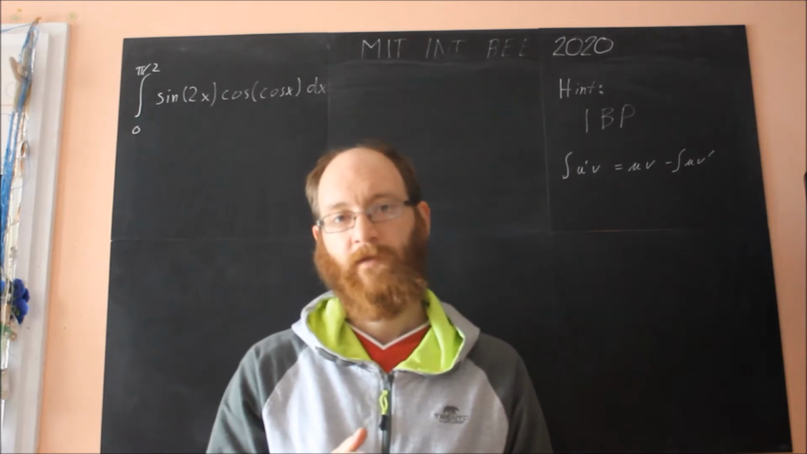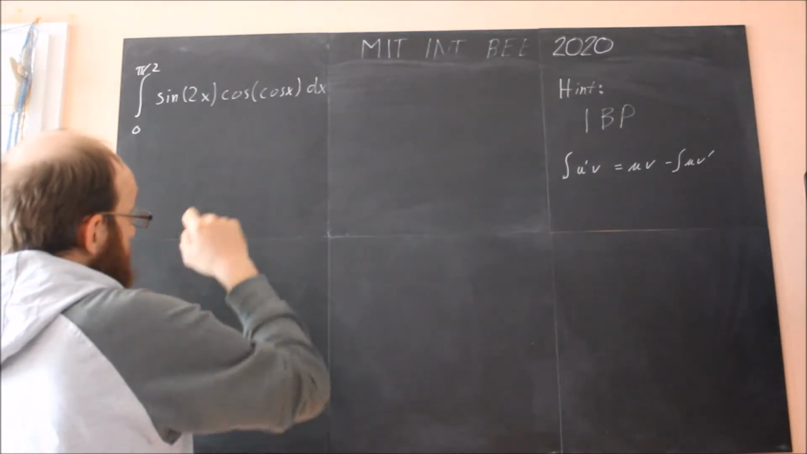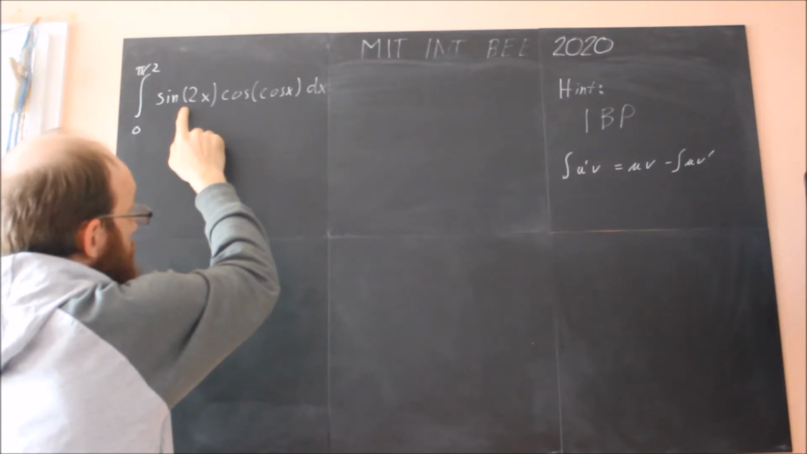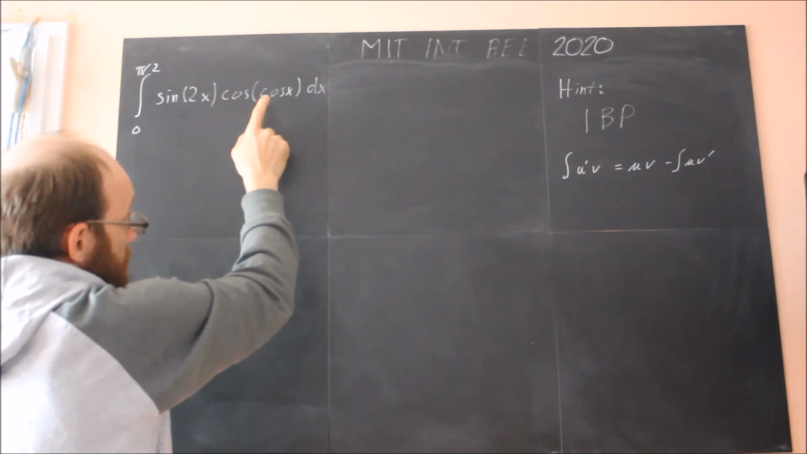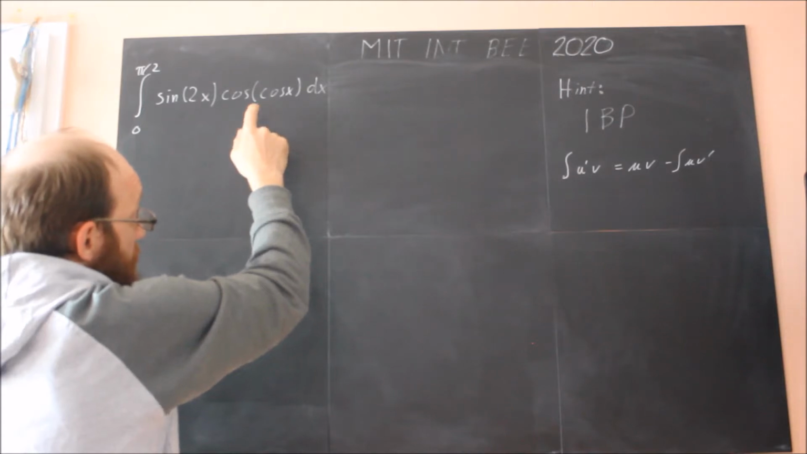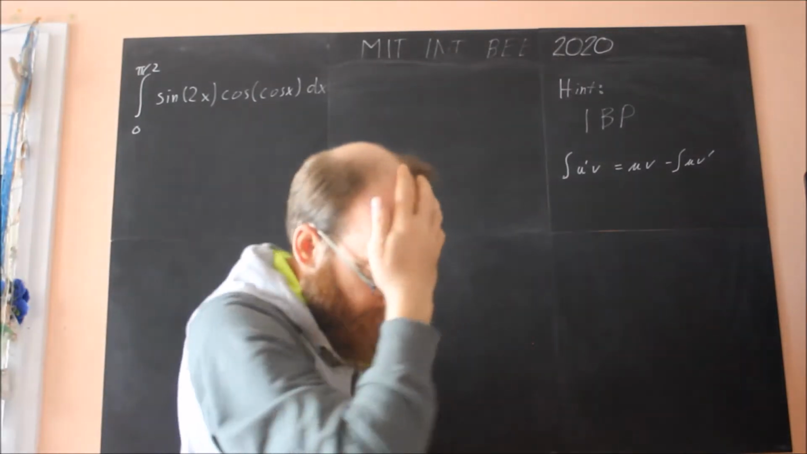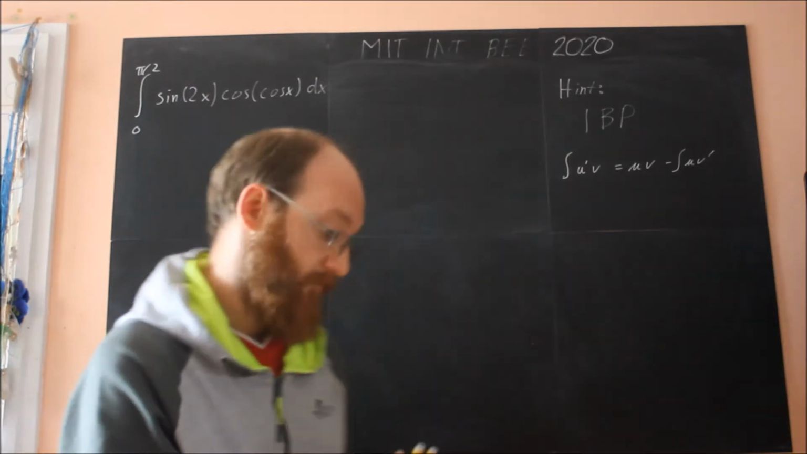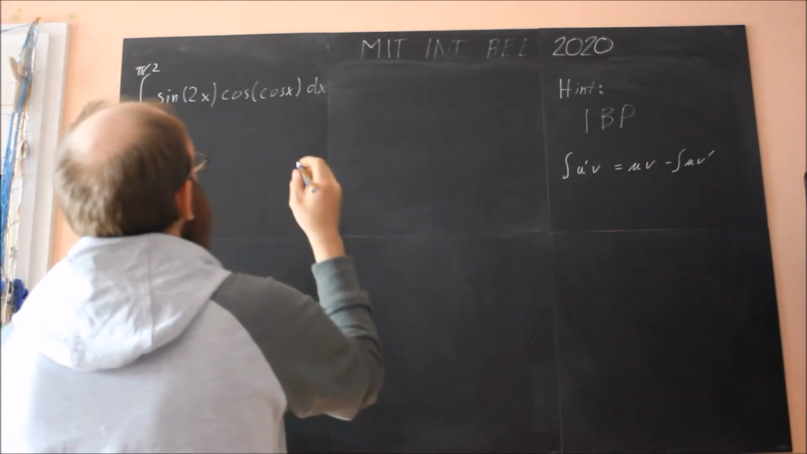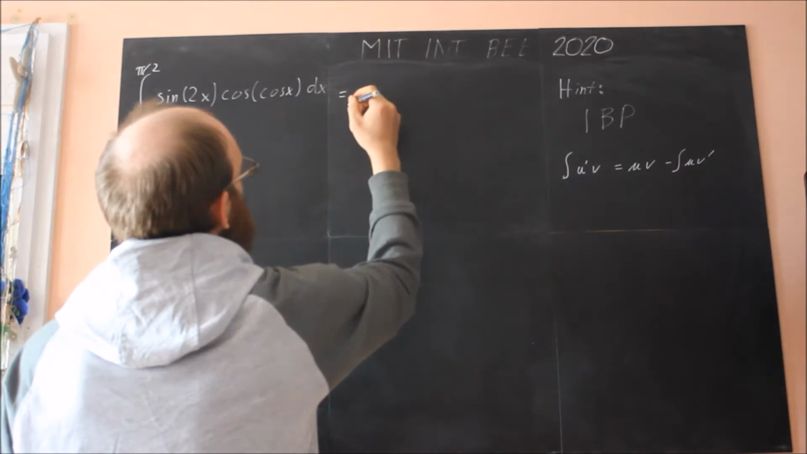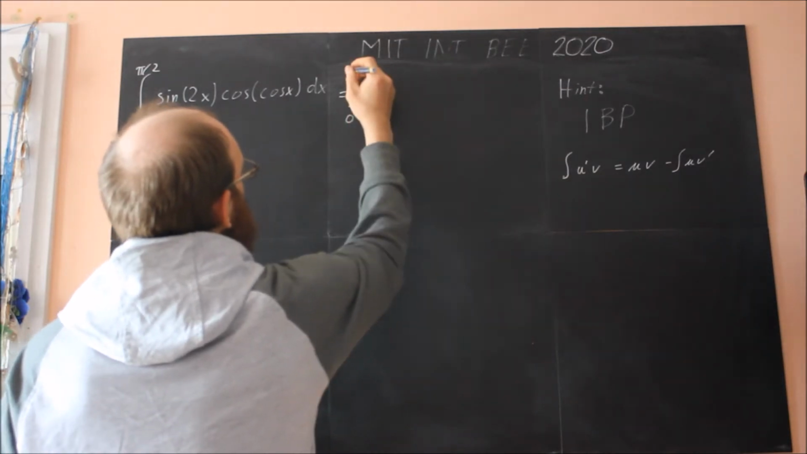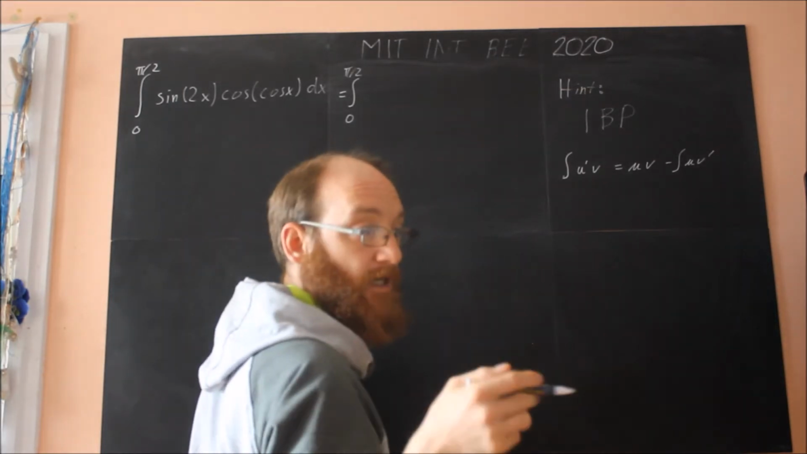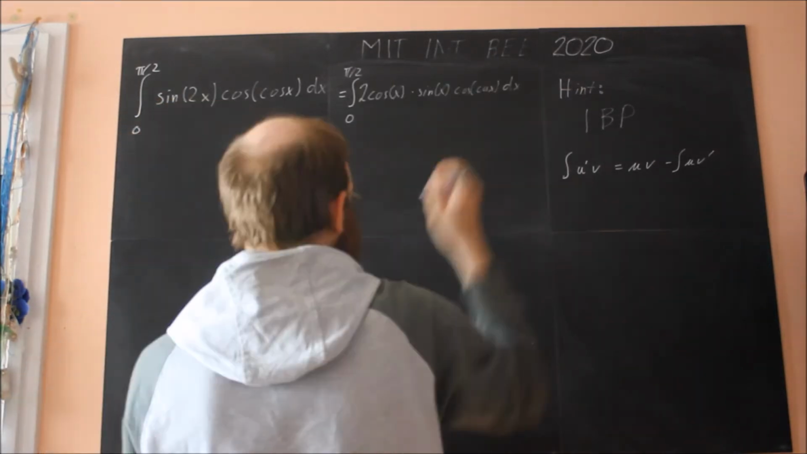Let's start. What I tried first was sine of 2x to be u prime and cosine cos x to be v. But then it becomes very messy, and then I thought about another way of doing it, and for that I write the integral in the following way. Sine of 2x is 2 times sine x times cosine x.